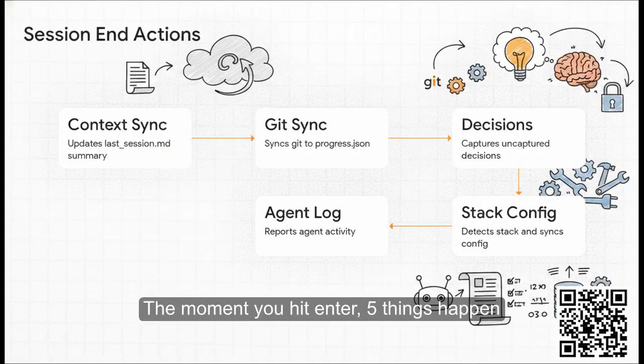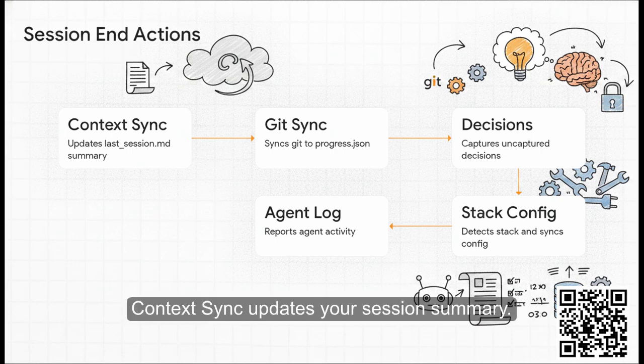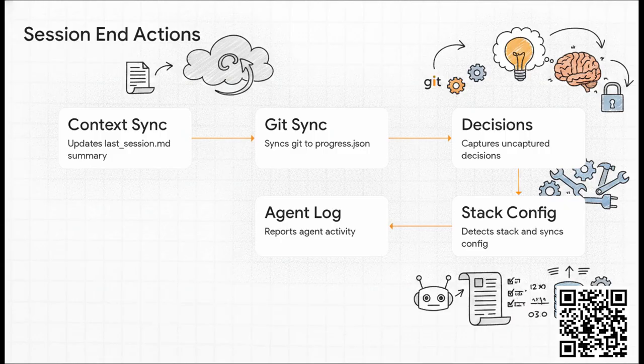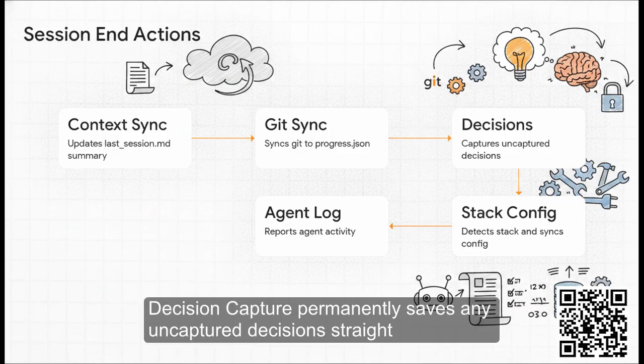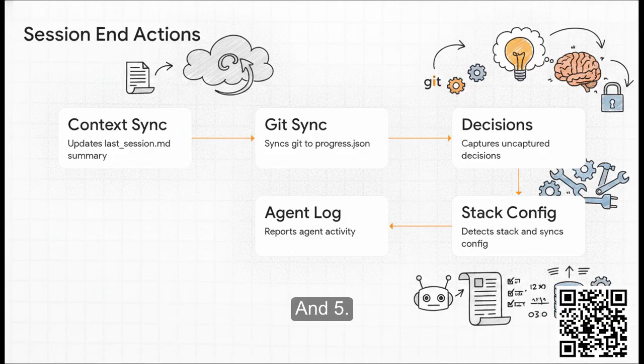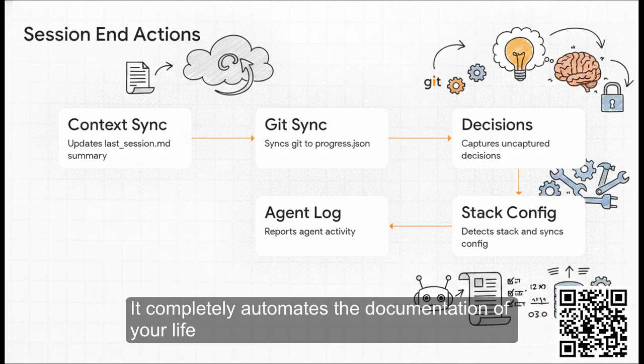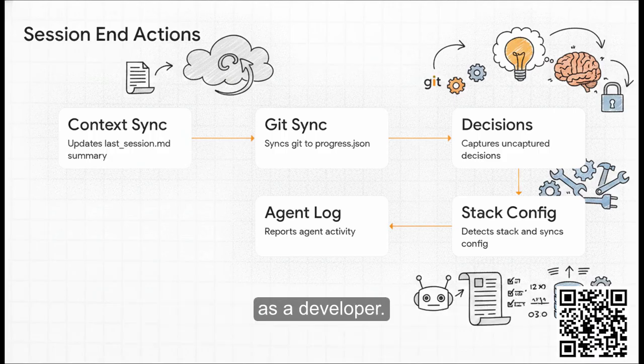The moment you hit enter, 5 things happen perfectly in sync in the background. 1, context sync updates your session summary. 2, Git integration marks your completed features. 3, decision capture permanently saves any uncaptured decisions straight to your memory database. 4, it auto-detects new tools in your stack. And 5, agent reporting logs exactly what your AI accomplished. It completely automates the documentation of your life as a developer.